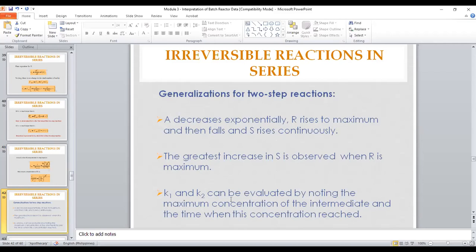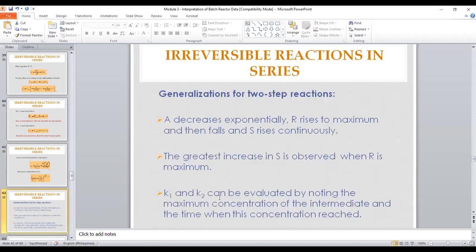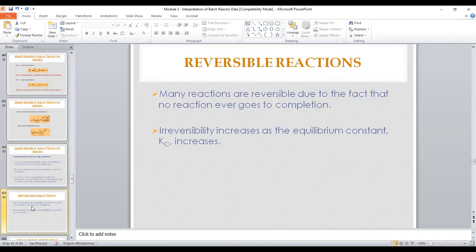K1 and K2 can be evaluated by noting the maximum concentration of the intermediate and the time when this concentration is reached. The bullet that I placed here is referring to these two. If you intend to know K1 and K2, this has to be known and this has to be known, together with the initial concentration. Why? You have two unknowns. Two equations, two unknowns will lead you to the solution. So you solve the two equations simultaneously.